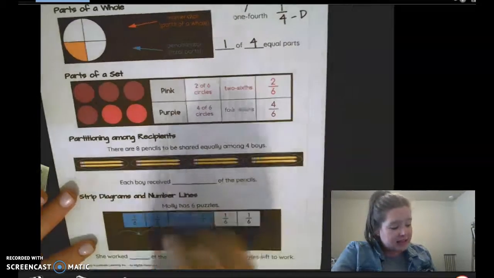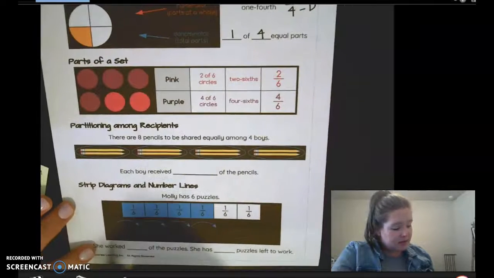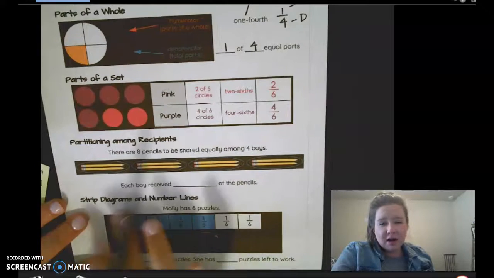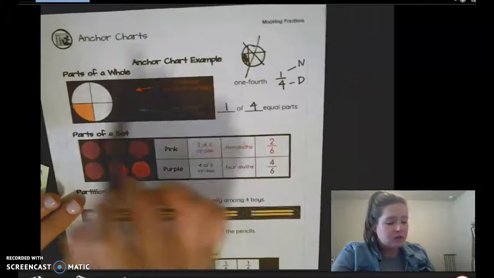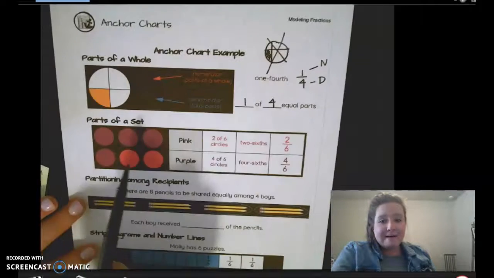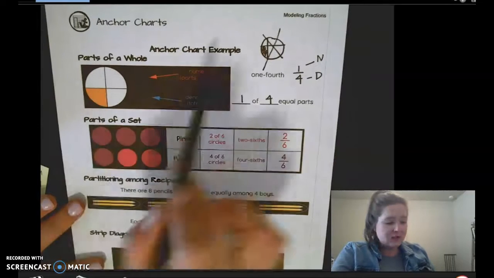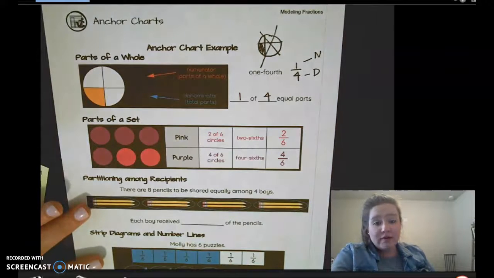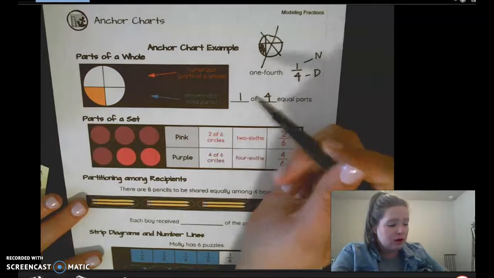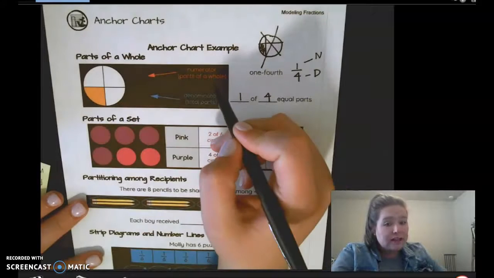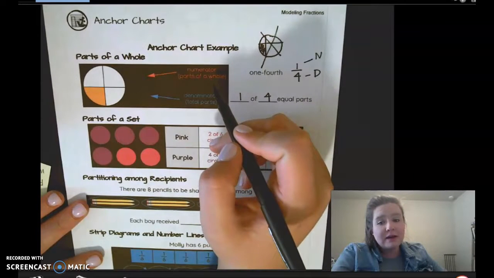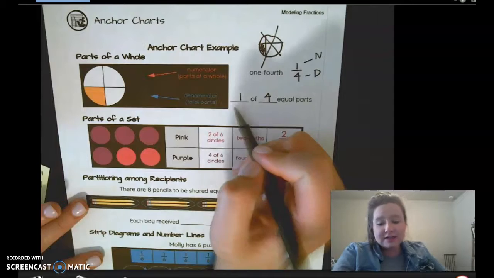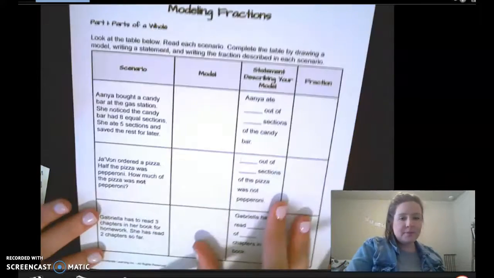Parts of a set, partitioning among recipients, and then on a number line, and I'm going to talk about number lines a little bit later, but I really just want us to remember this when we're talking about comparing fractions and finding equivalent fractions, okay? Is understanding your numerator and your denominator. Your numerator is parts of your whole, so that's how many parts are being shaded or counted. Your denominator is the total number of parts, okay? So just continuing that conversation.